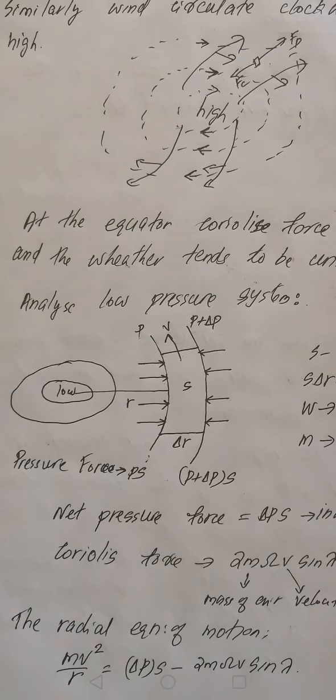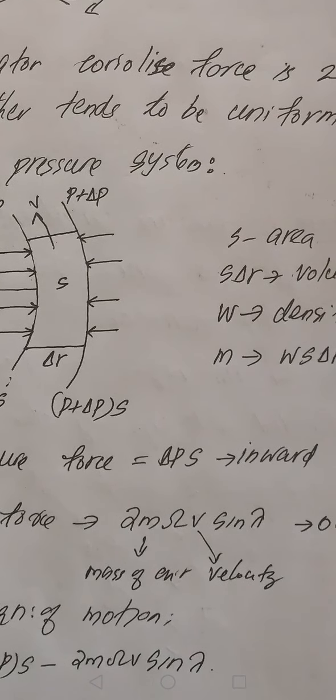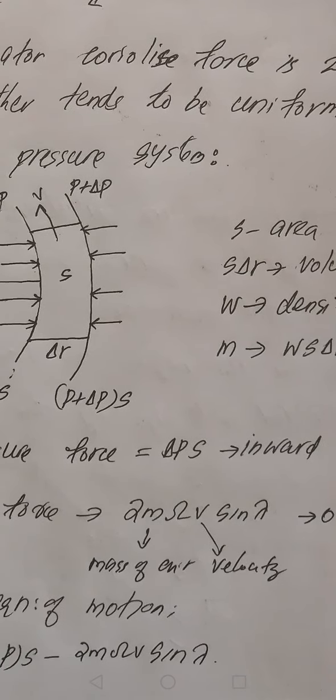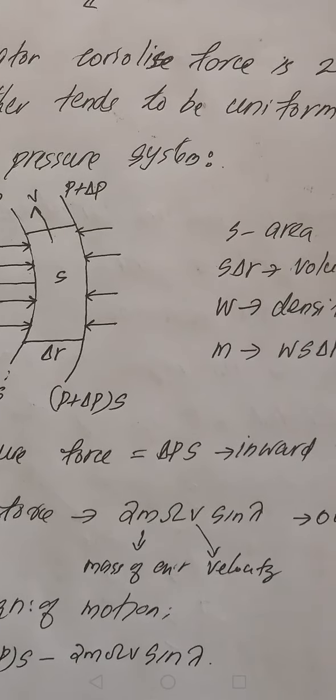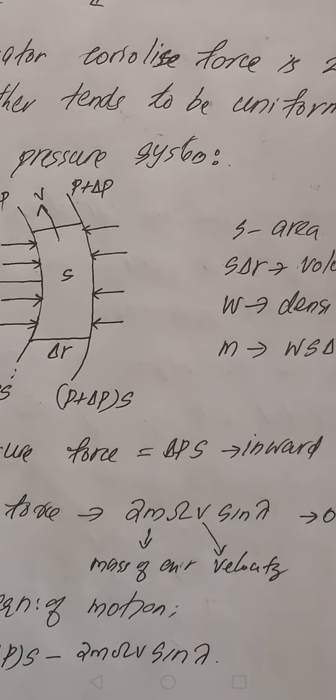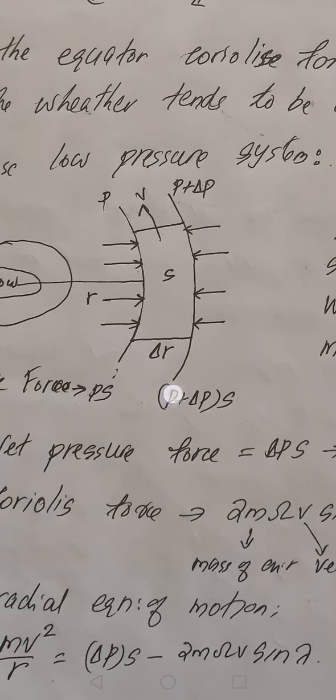Now the Coriolis force. The Coriolis force is 2m omega v sine lambda. Okay, what is the direction? It is in the outward direction. So the pressure force is in the inward direction and the Coriolis force in the outward direction. Here m is the mass of the air and v is the velocity of flow along the isobars.